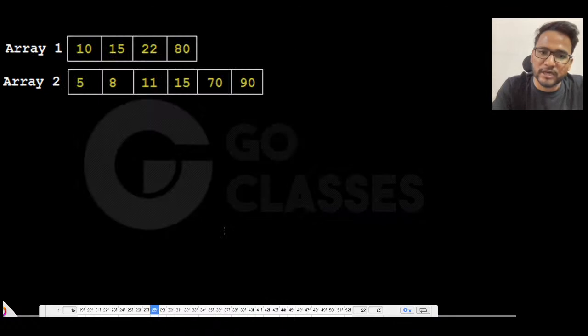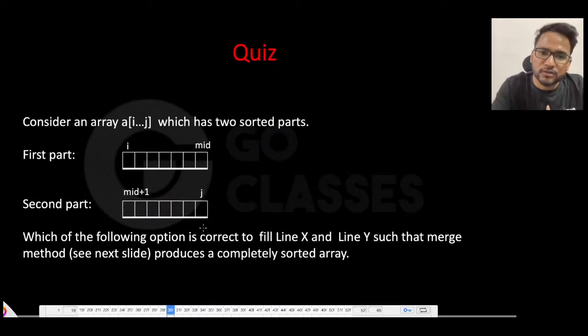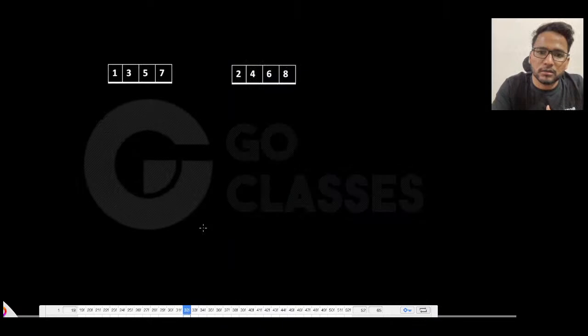Let's see this quickly. So let's suppose these are the two sorted arrays, okay. Then what you will do, you will compare the first elements, whichever is minimum, you will keep it at the first place, and then you will increment the pointer based on that, right? So let me go to this particular example. Let me show you how it is happening.